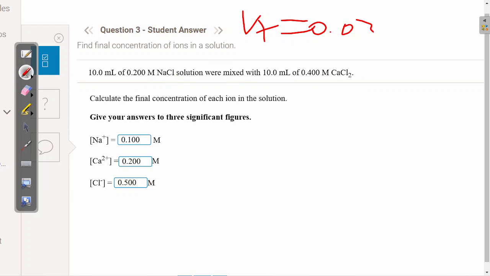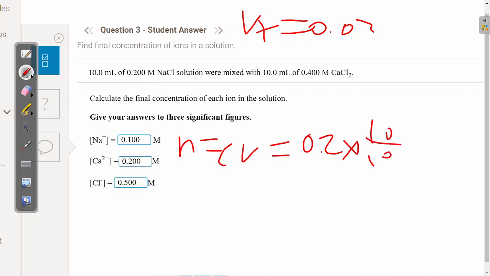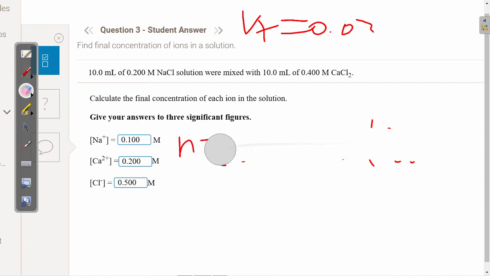Now to find the moles of NaCl, you can use n equals CV. So n equals 0.2 times 10 over 1,000, because you want it in liters. You'll get 2 times 10 to the negative 3. So let me write it down here.